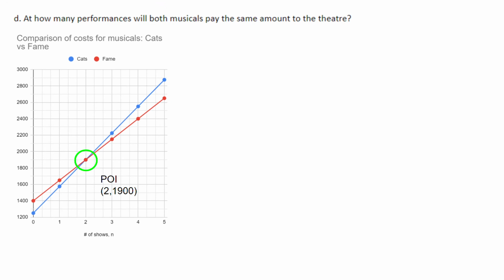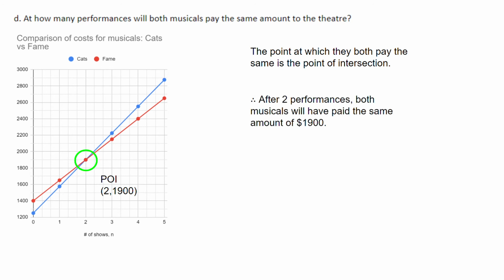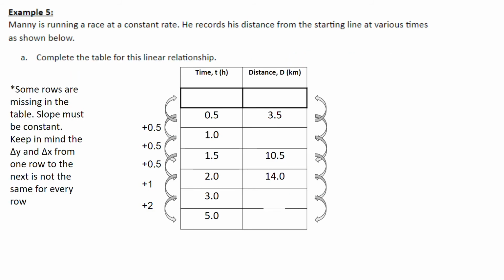Now, at how many performances will both musicals pay the same amount? Well, the point at which they pay the same amount is the point of intersection. So, after 2 performances, both musicals will have paid the same amount of $1,900.